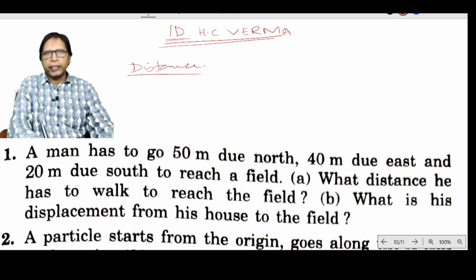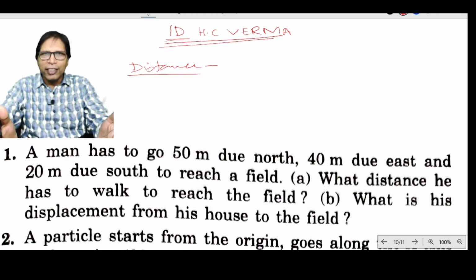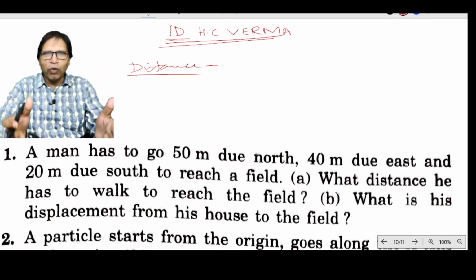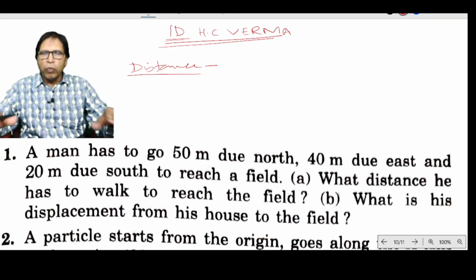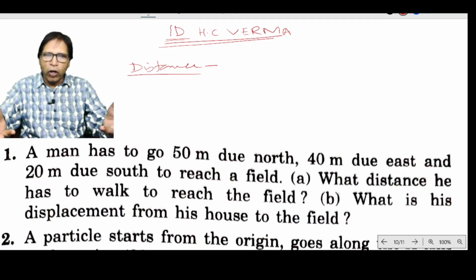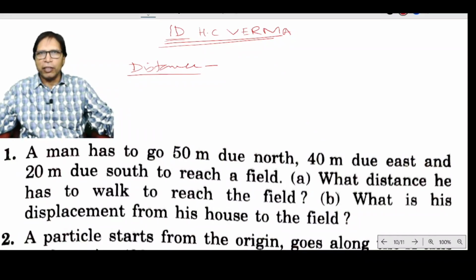First of all, distance. The path length traveled by a moving body is called distance. It is a scalar quantity. It is always positive. For a moving body, it is always increasing, it is never zero and never negative.